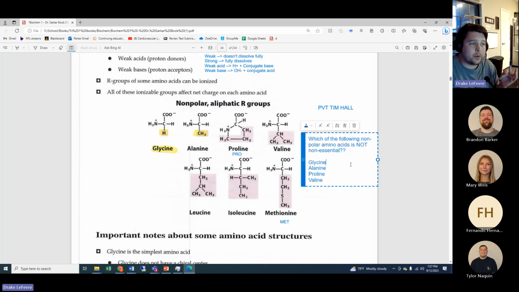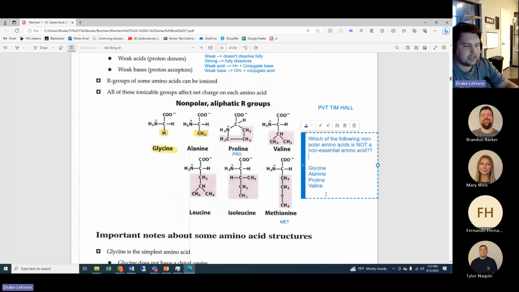I realized this going back and tutoring biochem after I'd taken part 1 boards. Dr. Sarkar's book and his teaching, the questions he asks, are dead on exactly what boards are going to ask you. So going back to the question: which of the following non-polar amino acids is not a non-essential amino acid?